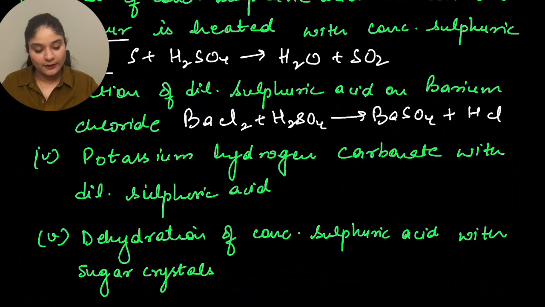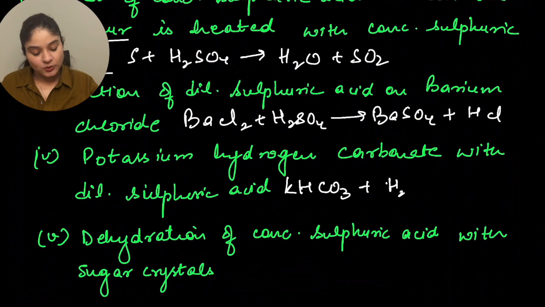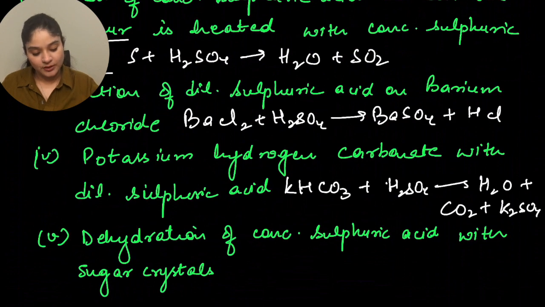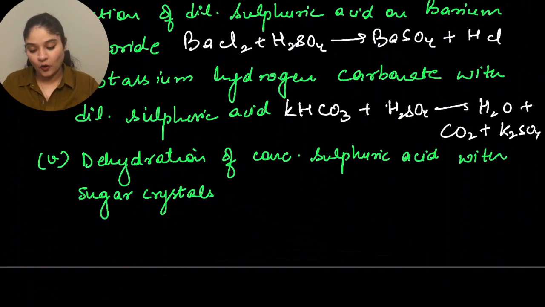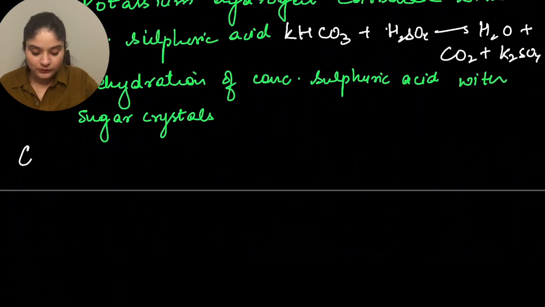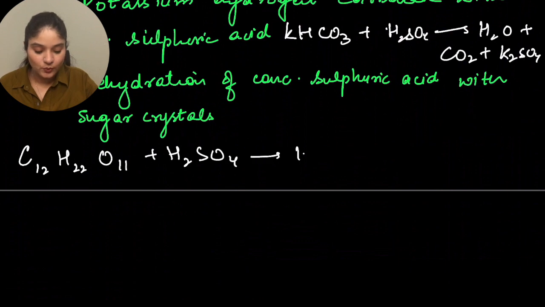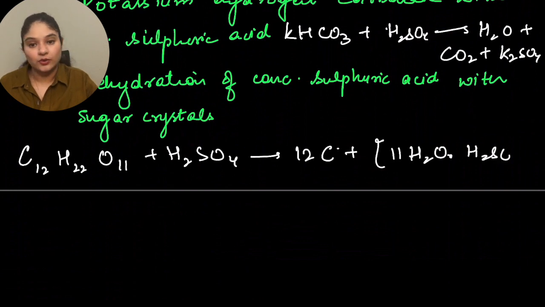Next is potassium hydrogen carbonate. So KHCO3 plus H2SO4 will give you water plus carbon dioxide, of course, and along with that it will give you K2SO4. Next is dehydration of concentrated sulfuric acid with sugar crystals. So sugar crystal is C12H22O11 plus H2SO4, which will give you 12C plus 11H2O dot H2SO4.